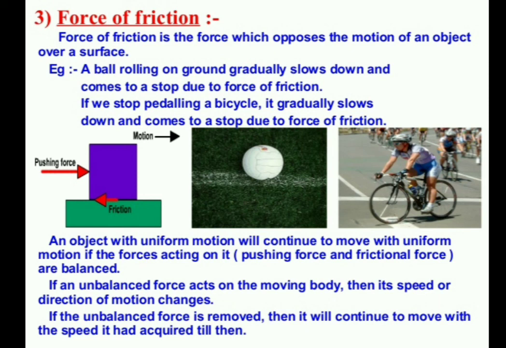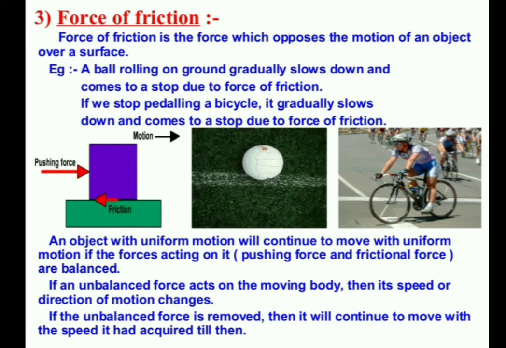Okay, fine. If the unbalanced force is removed, then the object will continue to move with the speed it had acquired till then. If the unbalanced force is removed, what does it mean here? Between the pushing force and the frictional force, if any one is stopped, then the object continues, maintaining the speed it had acquired till then.